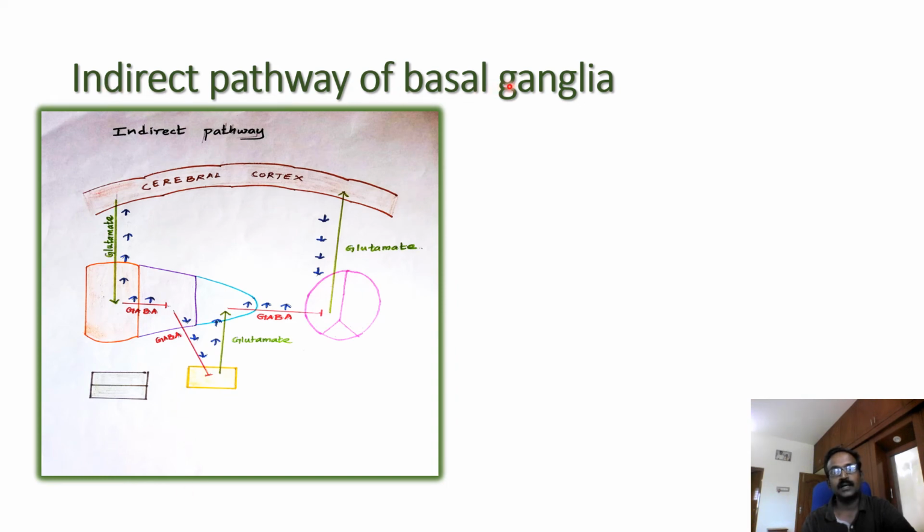Indirect pathway of the basal ganglia. Stimulation of the direct pathway produces the contraction of the agonist muscle. So the indirect pathway should produce the relaxation of the antagonist muscle. The indirect pathway, through corticostriate fibers, releases more glutamate. From the striatum to the globus pallidus externus, it releases more GABA. From the globus pallidus externus to the subthalamic nucleus, it decreases the GABA, because in this place more GABA is secreted.